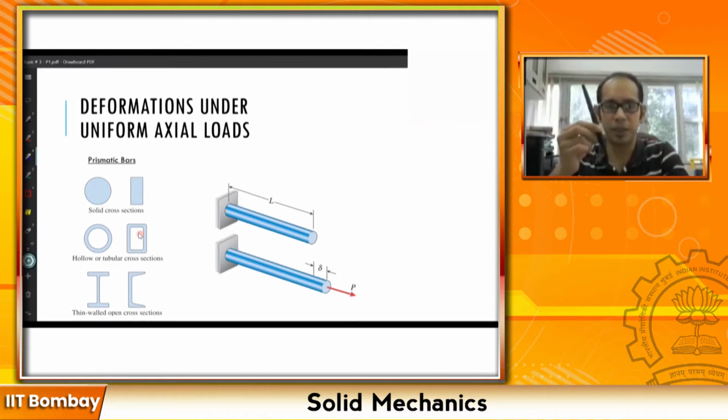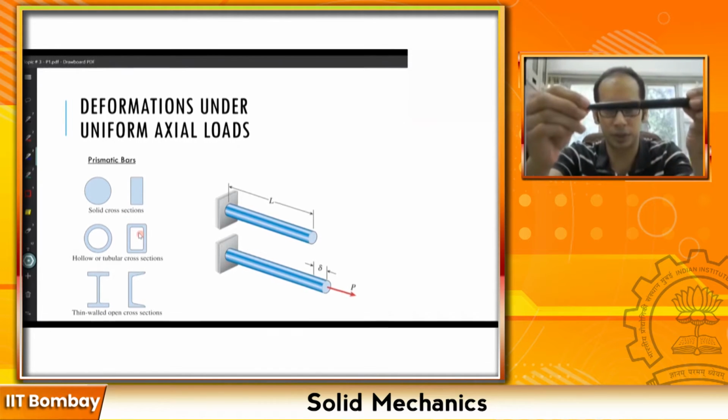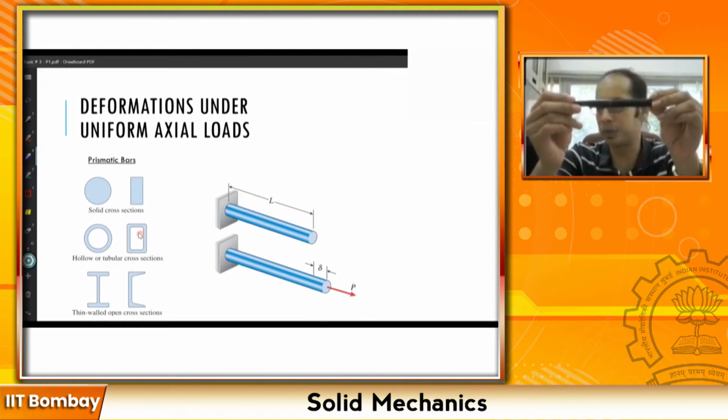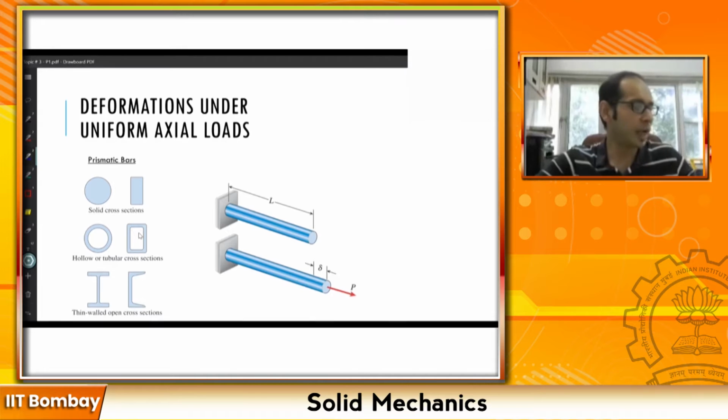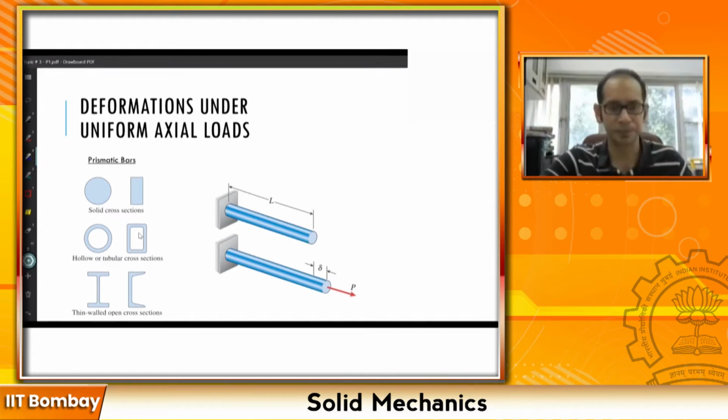For example, this pen is probably non-prismatic because towards this end you have a thicker cross section, and a thinner cross section here. This is a non-prismatic member. As opposed to that, this sponge is probably a prismatic section because all across it has the same area of cross section.